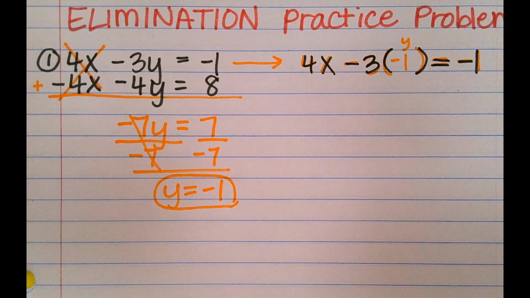Okay, so I have 4x minus 3 times -1 equals -1. What do I do?